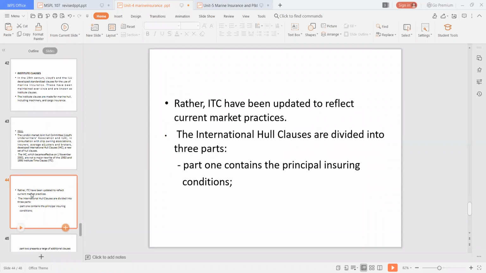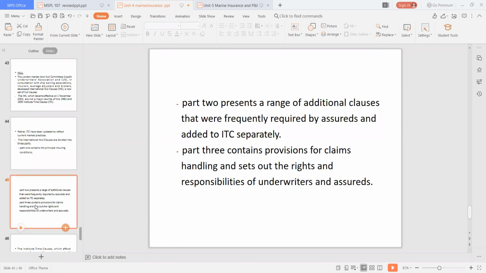Rather, ITC have been updated to reflect current market practices. The international hull clauses are divided into 3 parts. Part 1 contains the principal insuring conditions. Part 2 represents a range of additional clauses that are frequently required by assureds and added to ITC separately. Part 3 contains provision for claims handling and sets out the rights and responsibilities of underwriters and assureds.